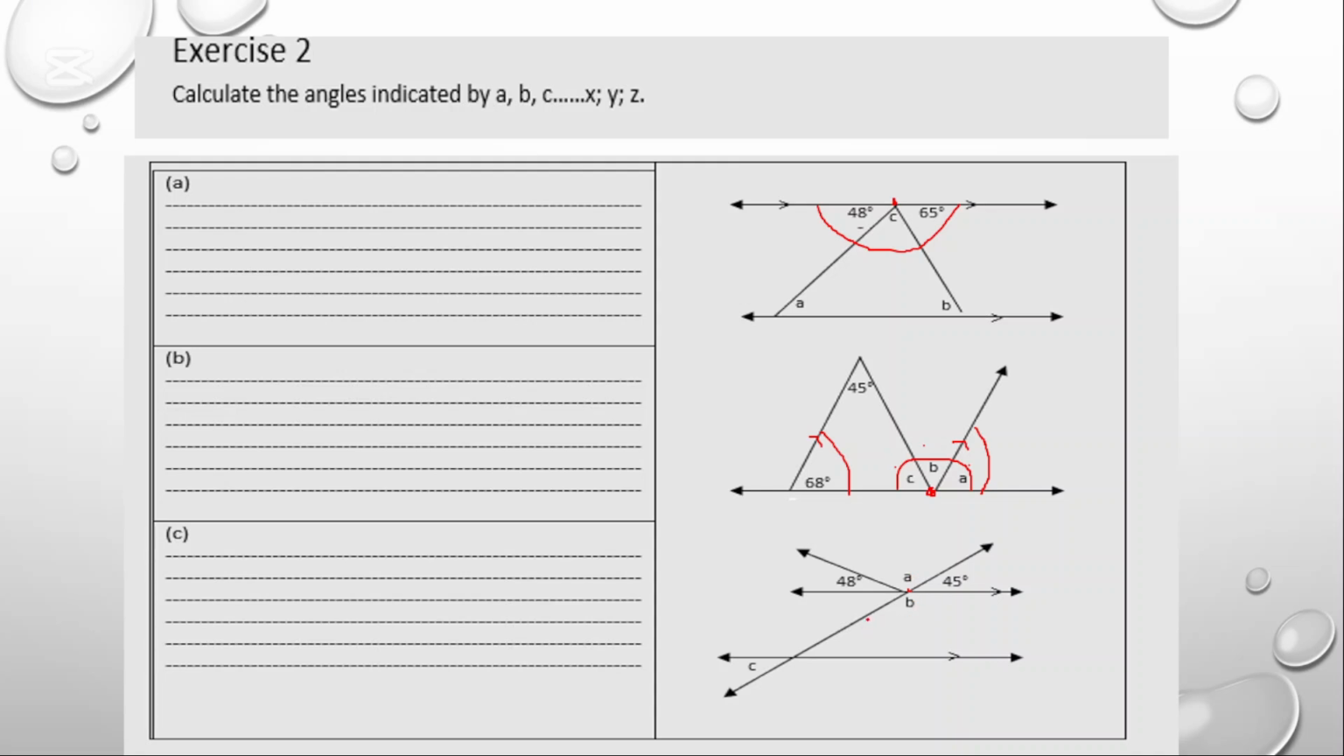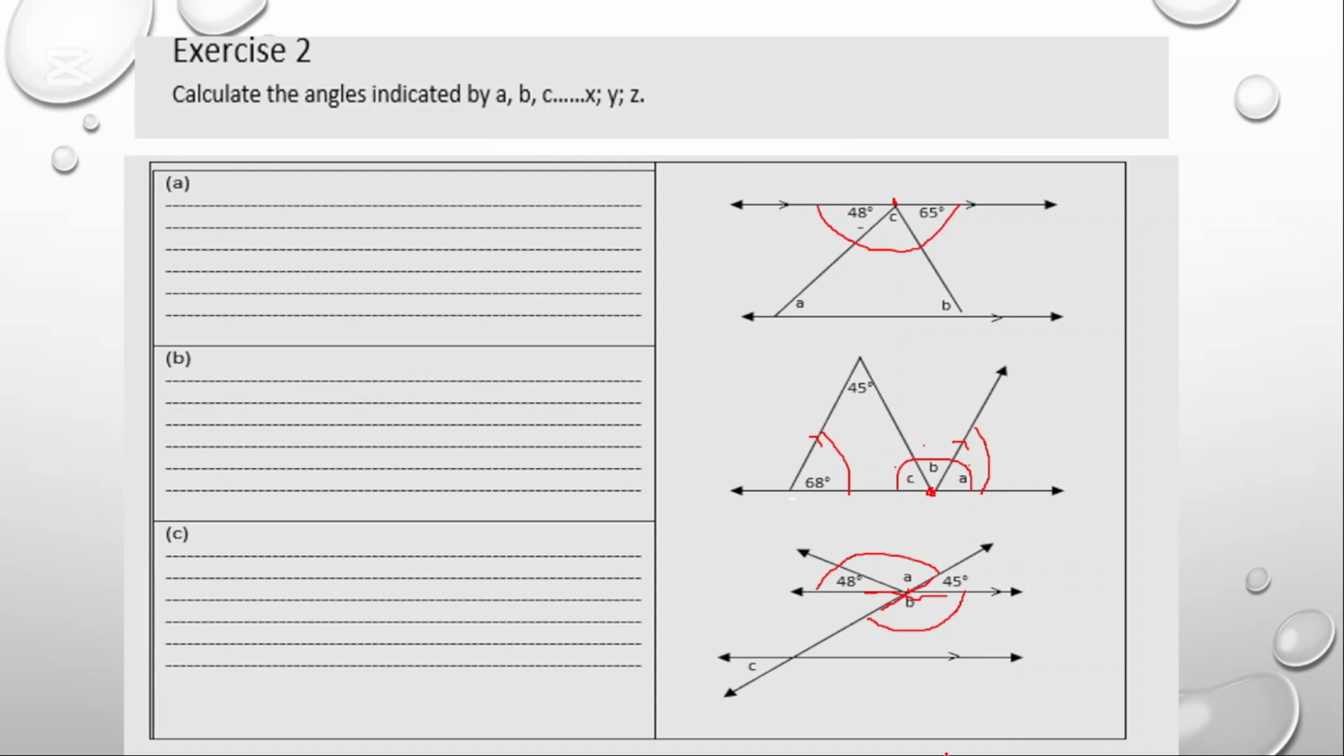B is from the transversal to the parallel line. You see there? The vertically opposite angle pair will be also from the transversal to the parallel line. So from the transversal, you see there? So B is vertically opposite. Let me just show you again. This line and that line intersect. So B is vertically opposite A and 48.